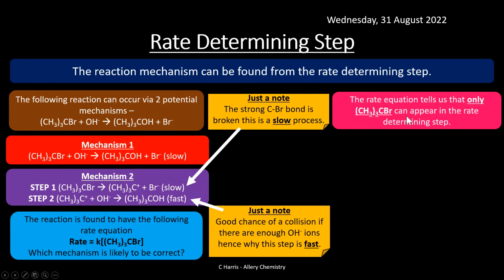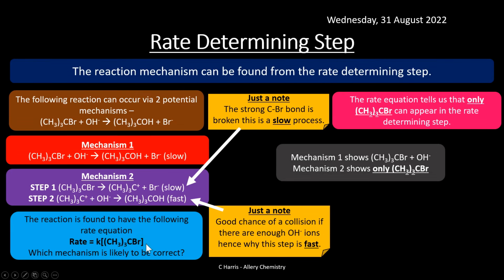So the rate equation tells us that only CH3CBr can appear in the rate determining step. Remember, what we're looking for is whether we can see a mechanism where only that appears first. That's the priority, nothing else, just that. Mechanism 1 shows CH3CBr, but it also shows OH minus ions. Mechanism 2 does only show CH3CBr.